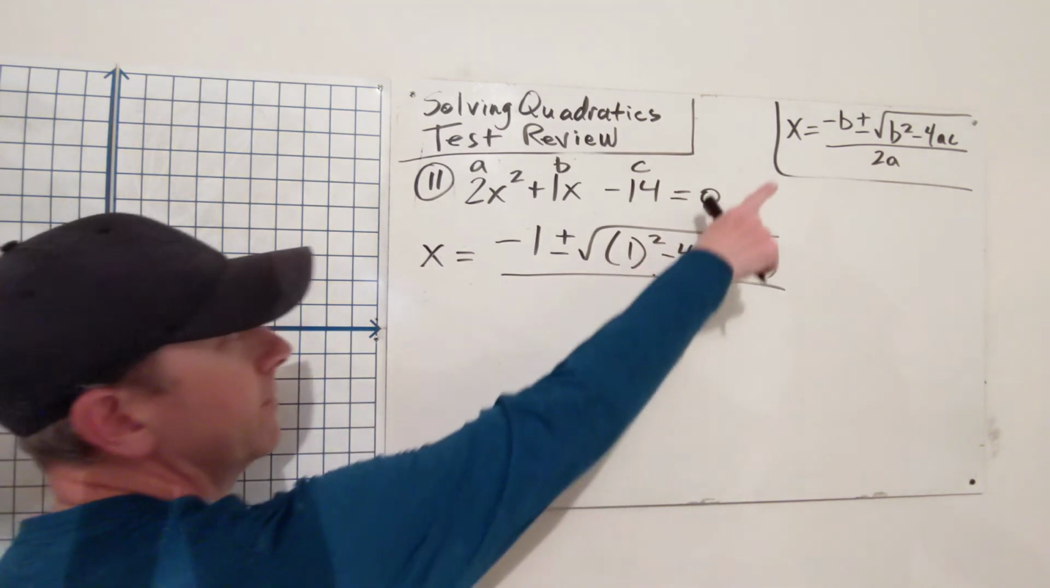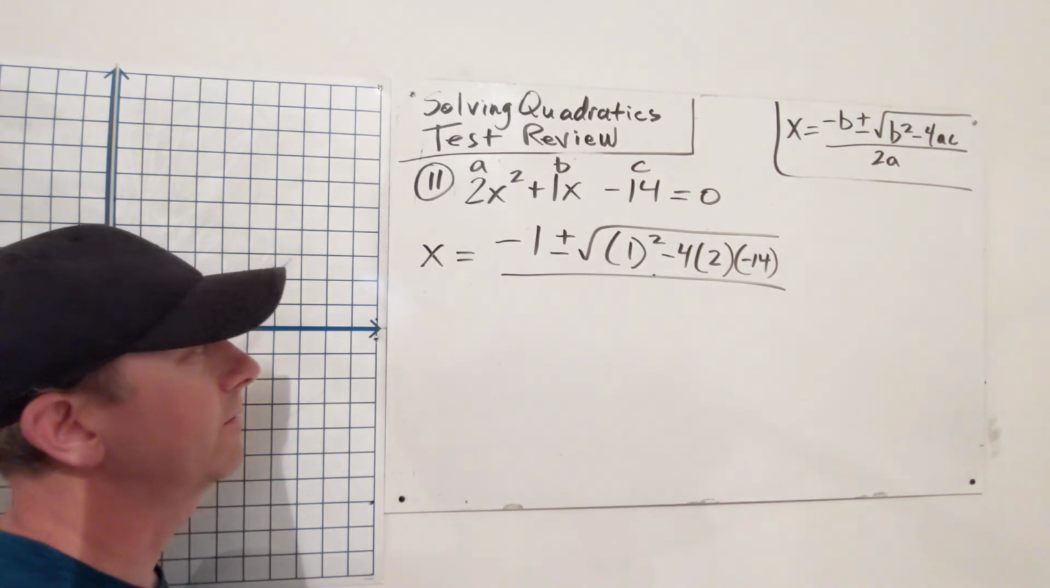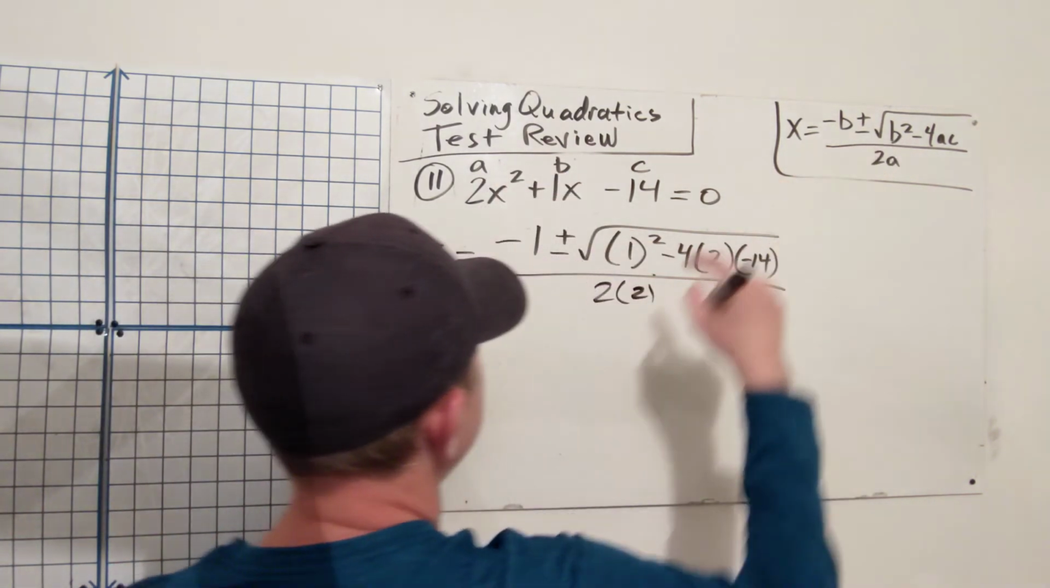And you'll be given that formula at the top of the test. You can use your notes. You should have it for the test. Over 2 times a, which is 2. So don't forget that little piece at the end.